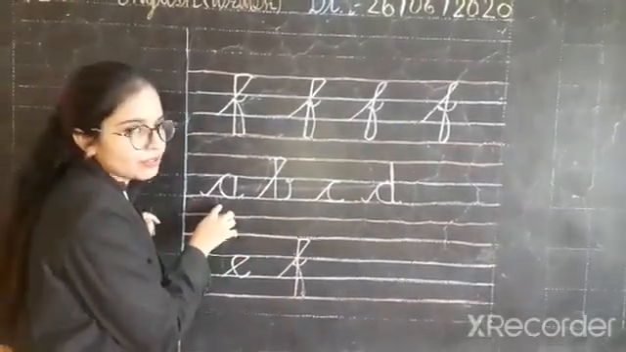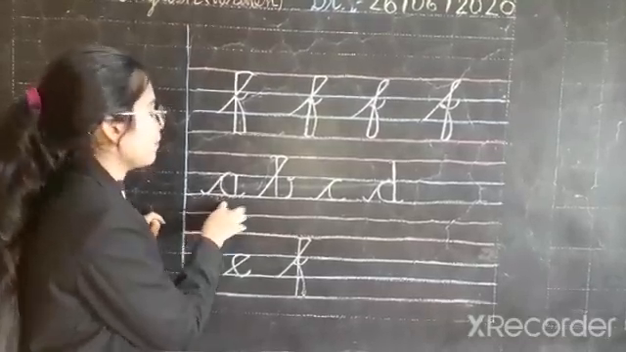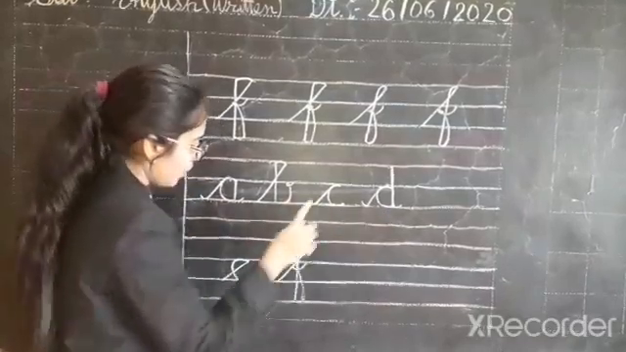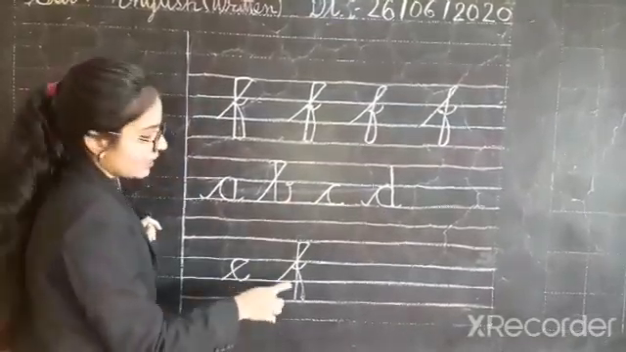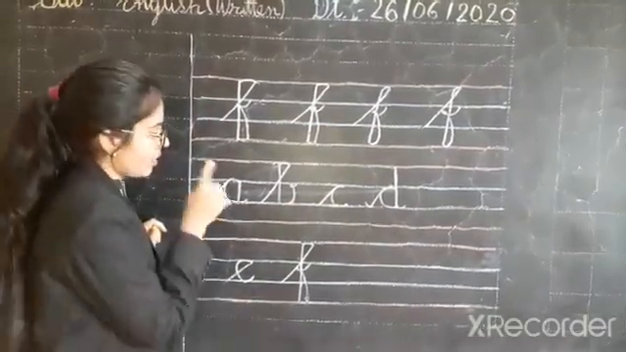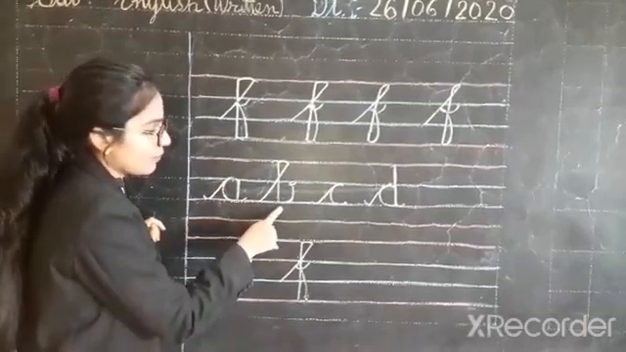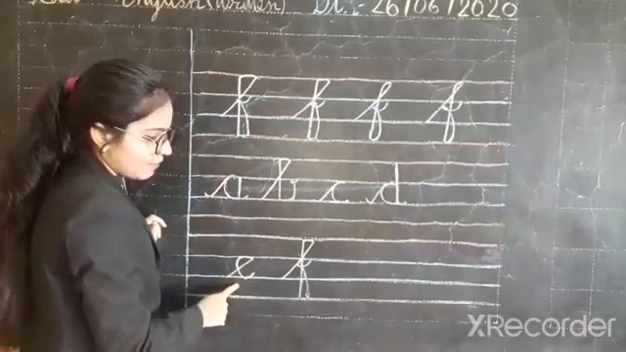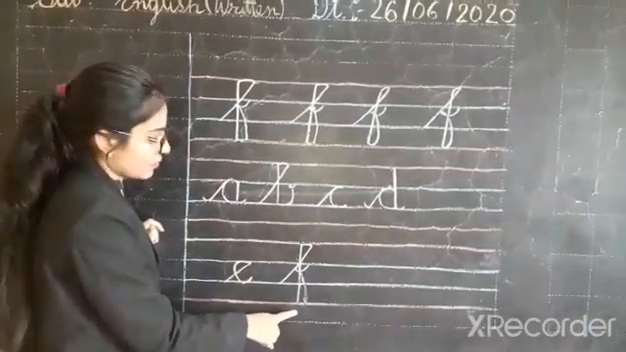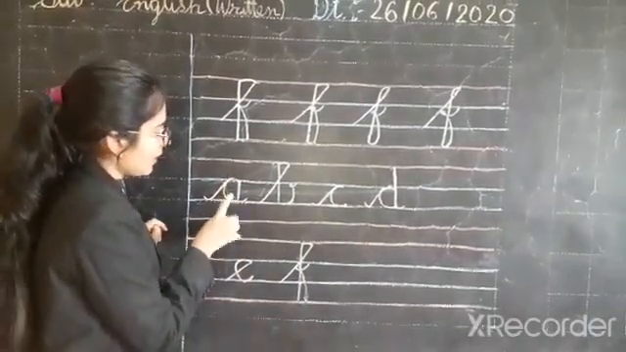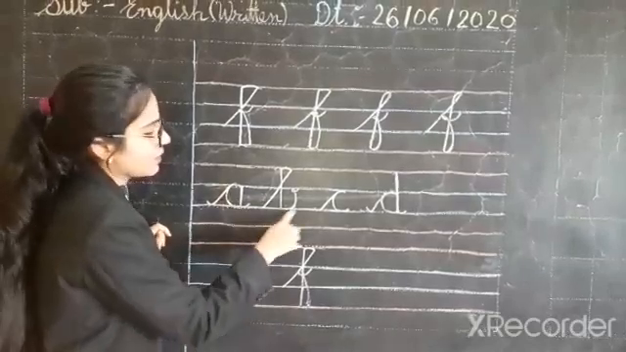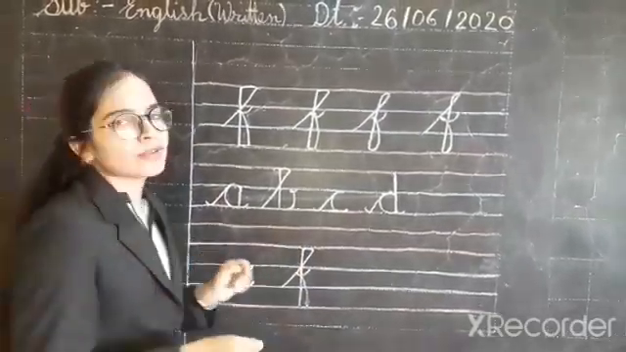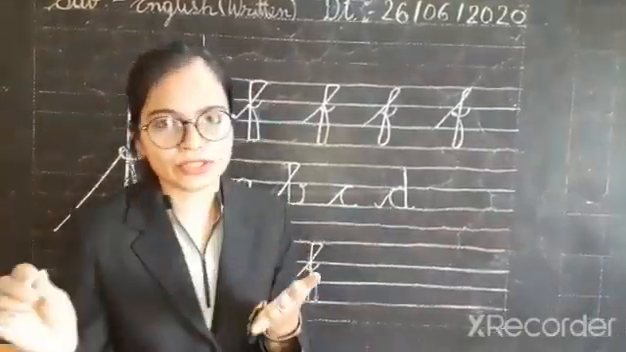Another way also you can say that A for apple, B for ball, C for cat, D for dog, E for elephant, F for fish. A for apple, B for ball, C for cat, D for dog, E for elephant, fish. Okay. Again I repeat it. A, B, C, D, E, F. Okay. So now we have to write in book.